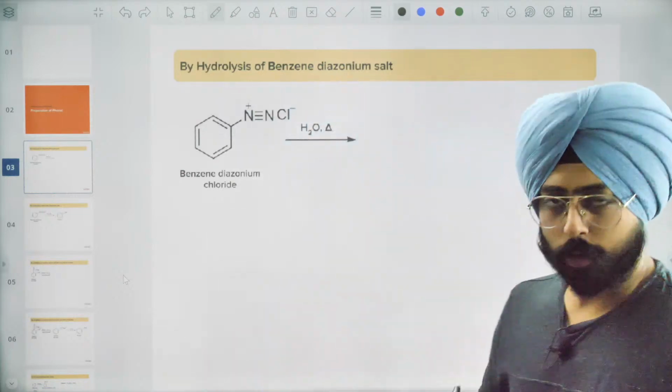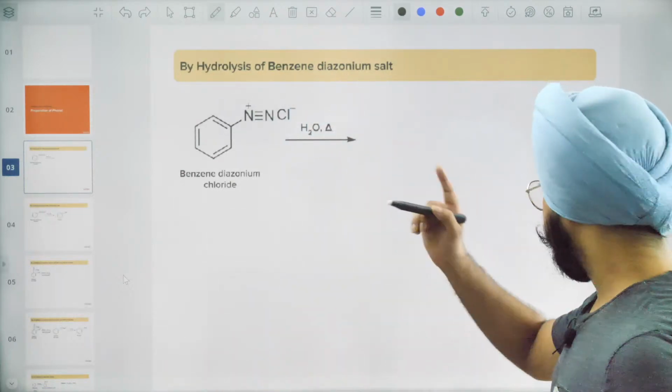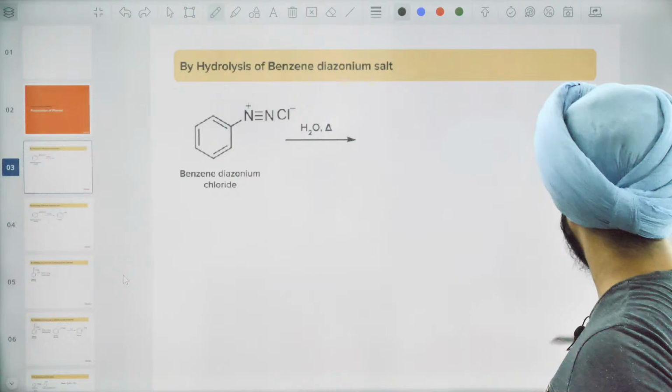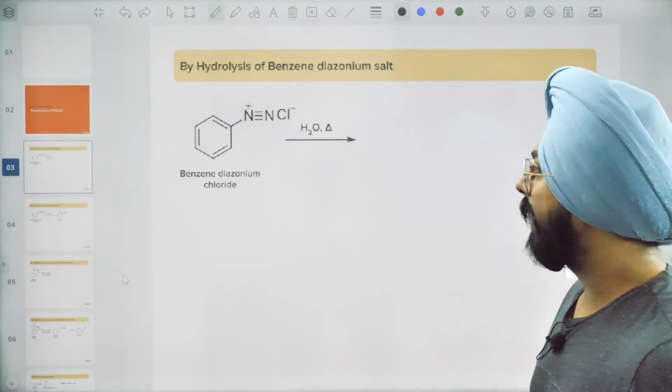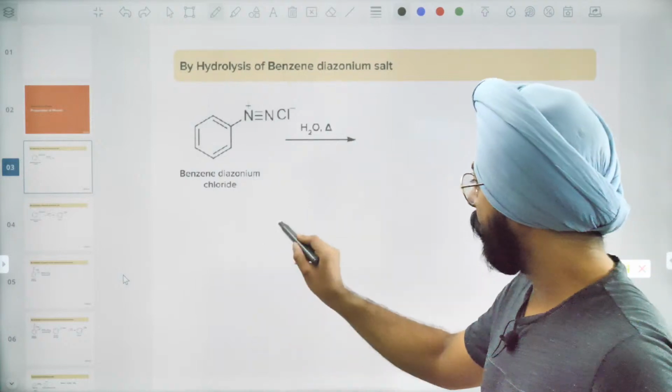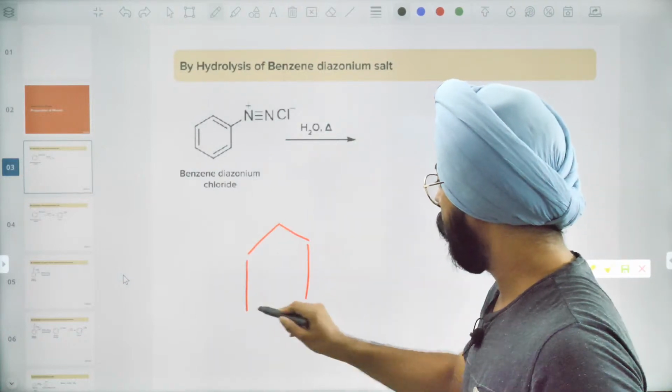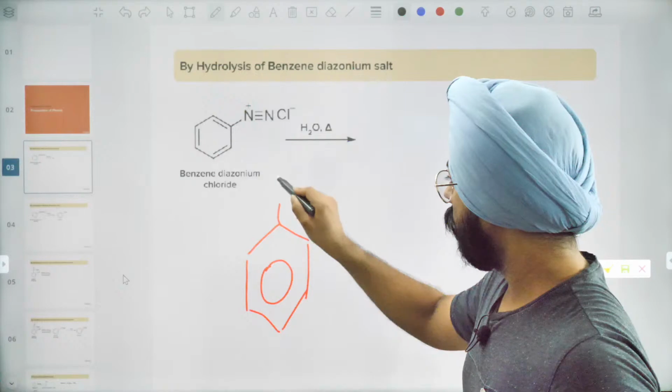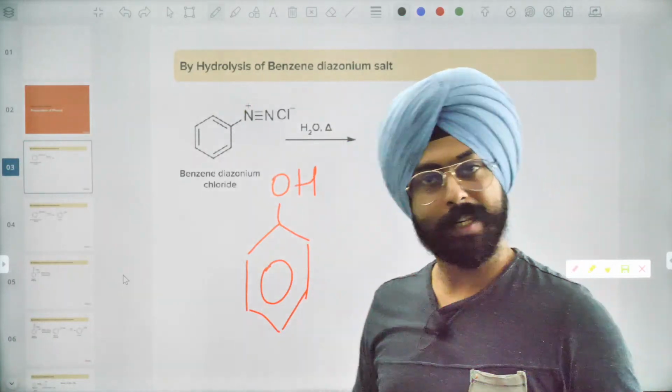Yes, okay. So we will discuss phenols today. This is one of the first things that we need to discuss for phenols, and that is how to prepare phenols. Okay. So what is phenol, friends? Phenol is essentially this benzene ring, okay, with an OH group. Yes, that's what it is.